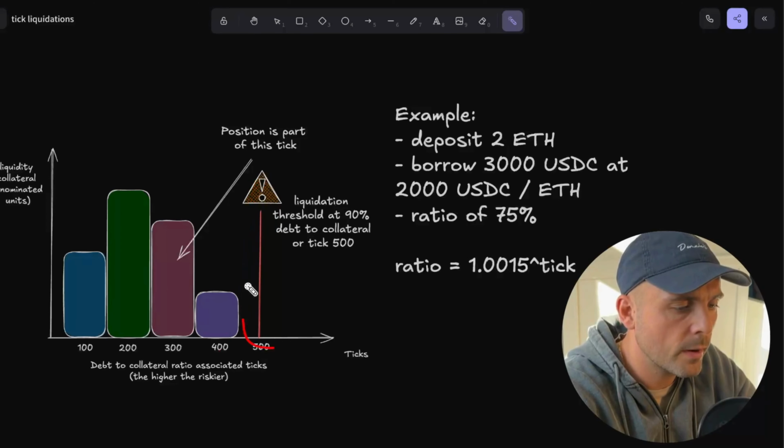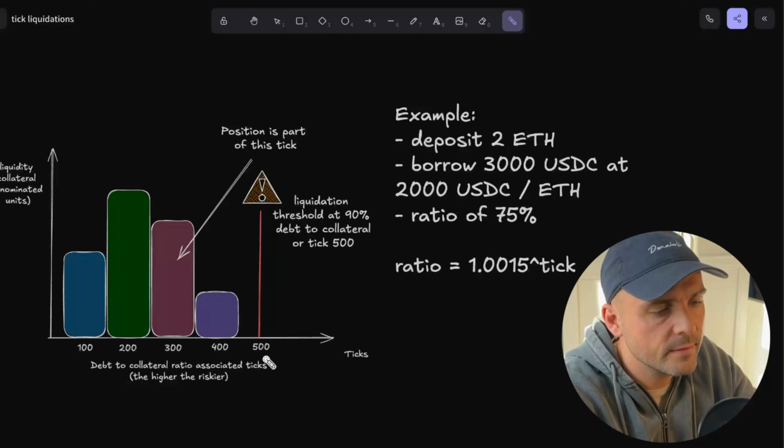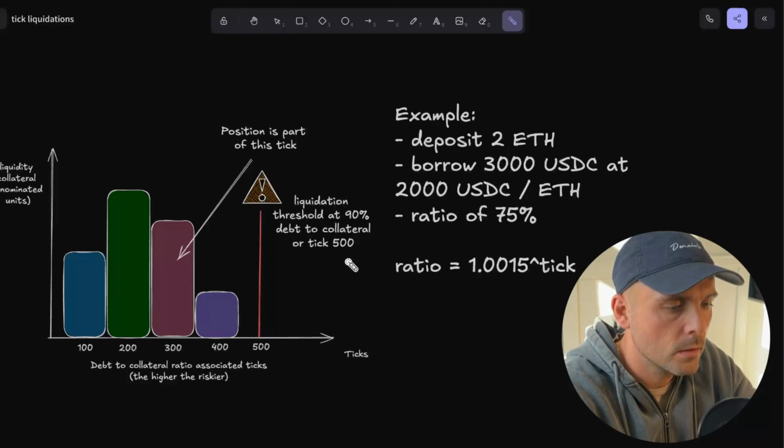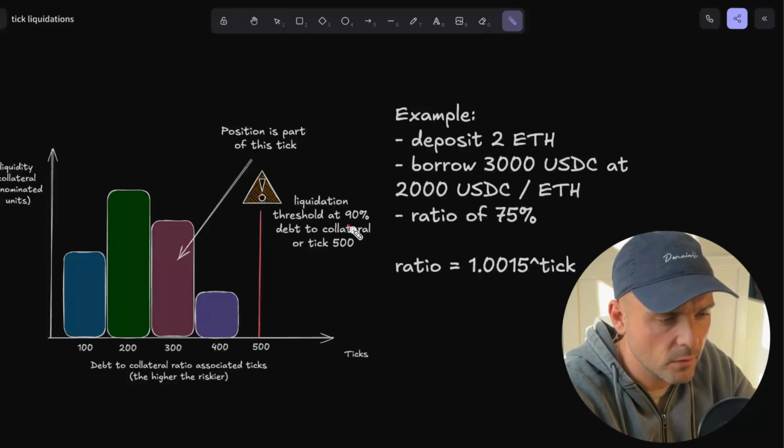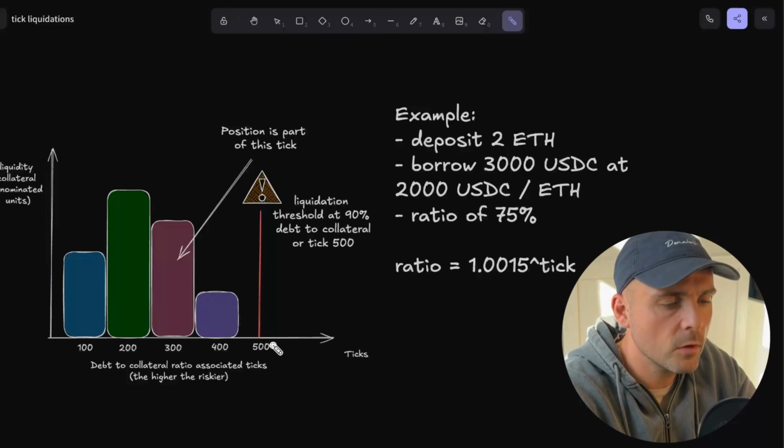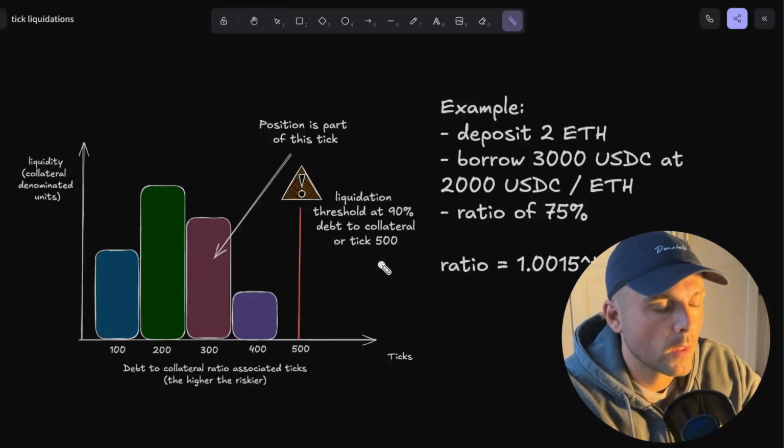Now, another important parameter that is configured differently for each Fluid Vault is this liquidation threshold tick. And currently the ETH USDC vault on mainnet, I think, has a liquidation threshold of 92% and not 90%. But beyond this loan to value ratio, liquidations would basically start to be triggered. One challenge here, of course, is that the debt to collateral ratio to which a position initially is assigned, and its corresponding tick, is constantly changing over time.